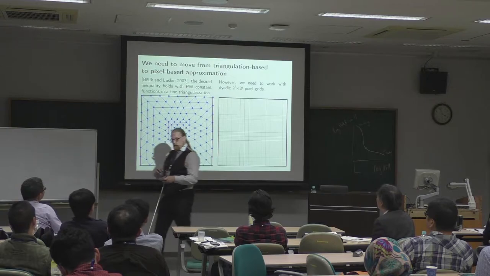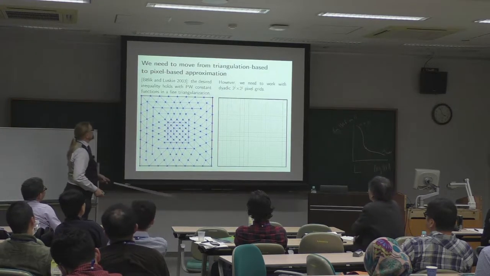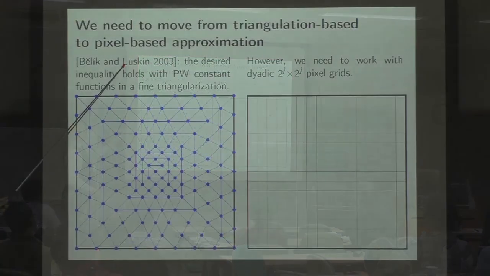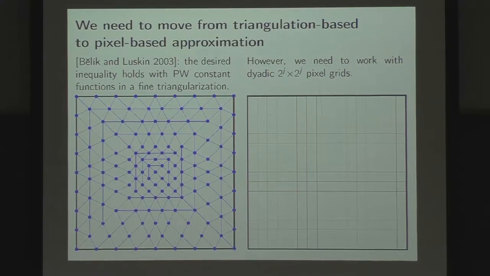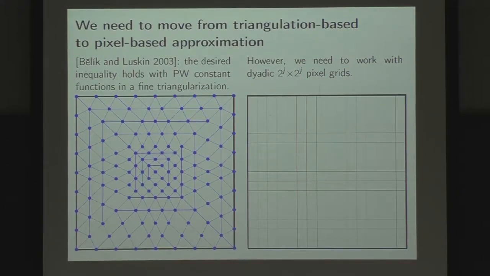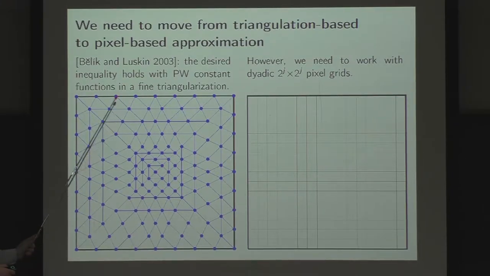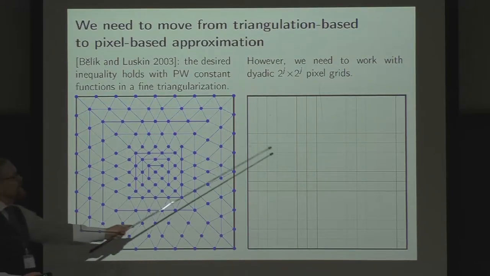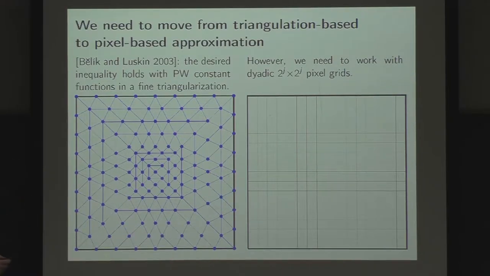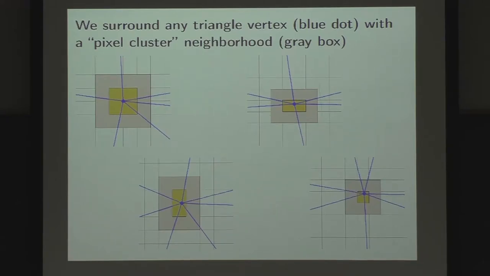So we made a lot of use of the paper by Belik and Luskin, because they actually proved the same result we want, but for the triangle-based space. But we really need the pixels. I mean, that's what we do. We need the pixel space. So actually, the thing is how to move between a finite triangularization and the pixel-based space. This is our problem in the lemma.